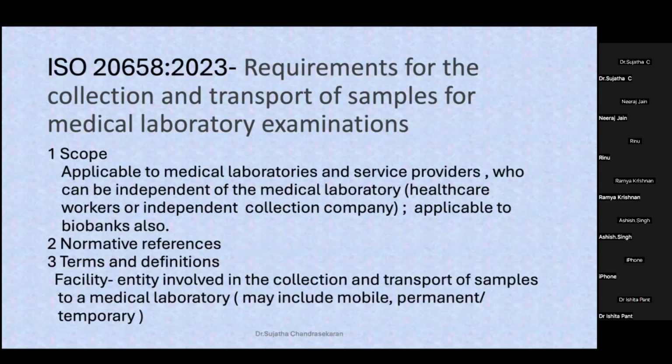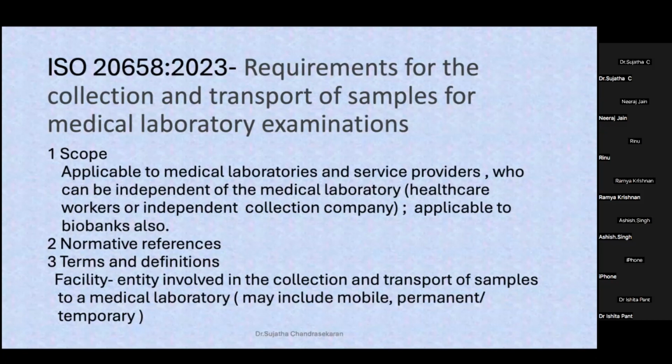What are the requirements? Number one, as usual, like any standard, you have the scope first. The scope says that this is applicable to the medical labs, the testing labs, and service providers who can be independent of the medical lab. So the collection agencies or the collection companies will follow this standard, and the responsibility of the testing lab is to ensure that these people are doing that. It's like a service agreement. During service agreement, one needs to ensure that these conditions are fulfilled.